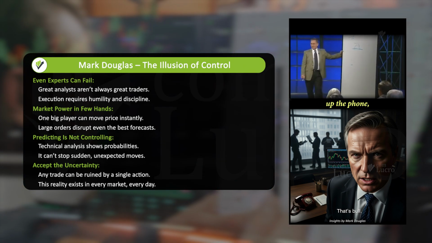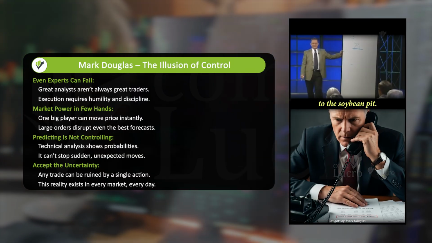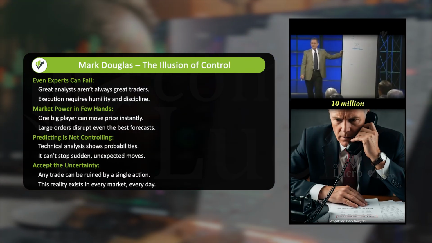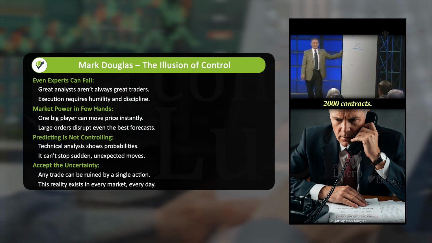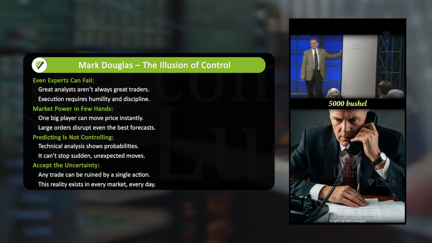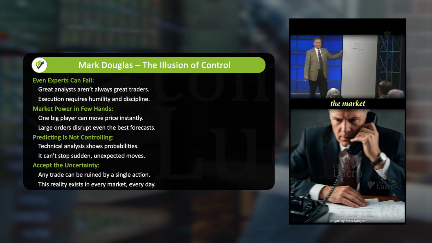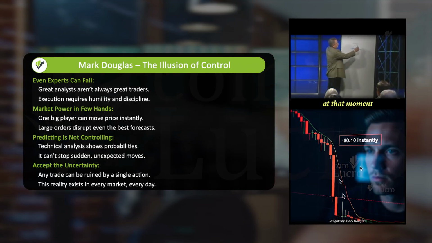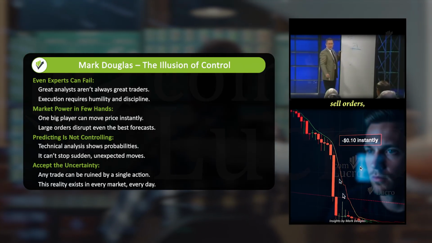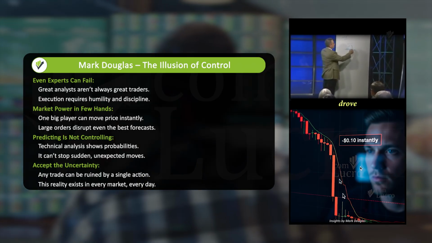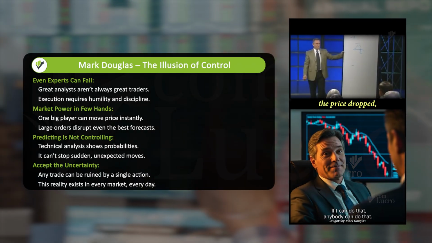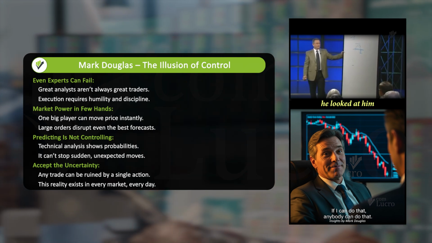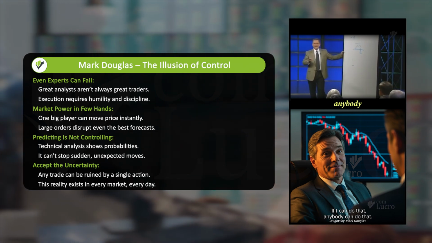And he picked up the phone, which had a direct line to the soybean pit. He said, sell 10 million beans at the market. Now, 10 million beans is 2,000 contracts because they trade in 5,000 bushel increments. So he hit the market at that moment with 2,000 sell orders, okay, which immediately drove the price down 10 cents on 2,000 contracts. And then after the price dropped, he looked at him and said, hey, if I can do that, anybody can do that.